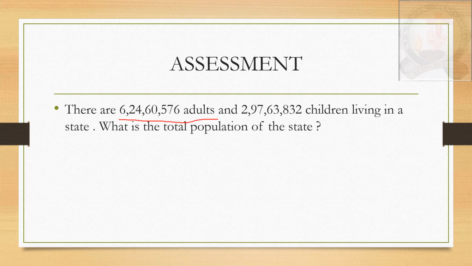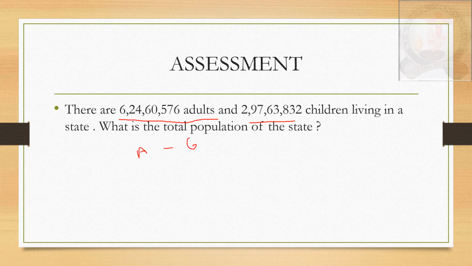There are 6 crore 24 lakh 60,576 adults and 2 crore 97 lakh 63,832 children living in the state. Now what is the total population of the state? That is the question here.